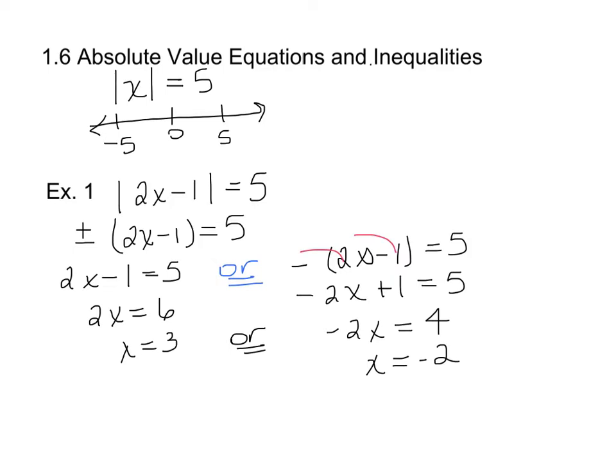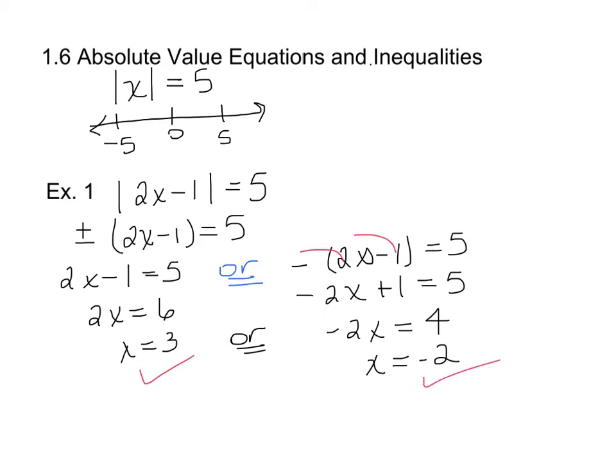So if you go back and check, using the 3, 2 times 3 is 6, 6 minus 1 is 5, absolute value is 5. And then if you check negative 2, 2 times negative 2 is negative 4, negative 4 minus 1 is negative 5, absolute value of negative 5 is 5. So in this case, they both work.